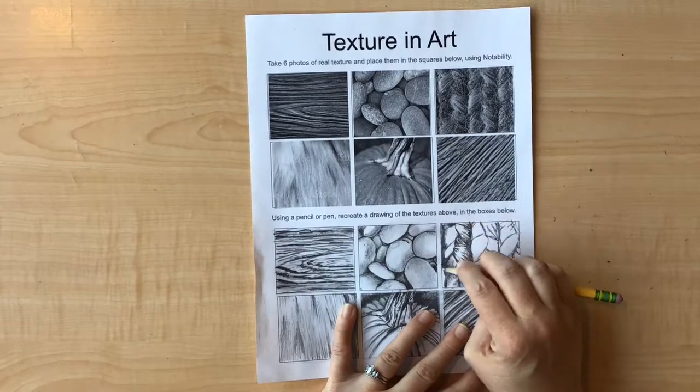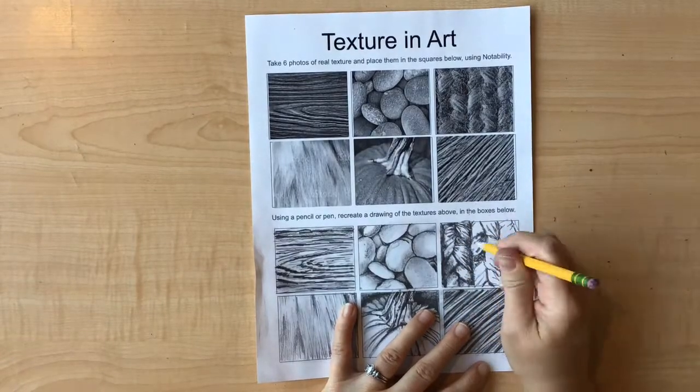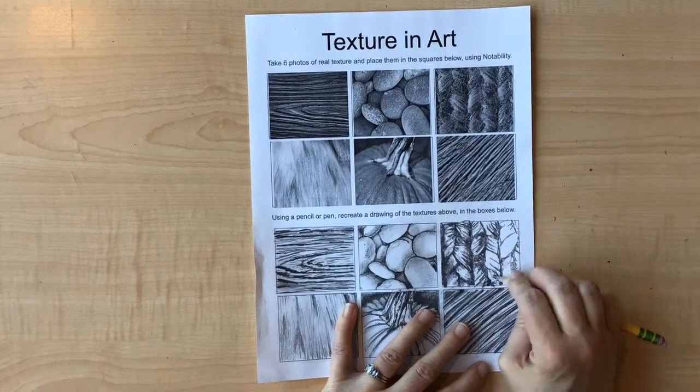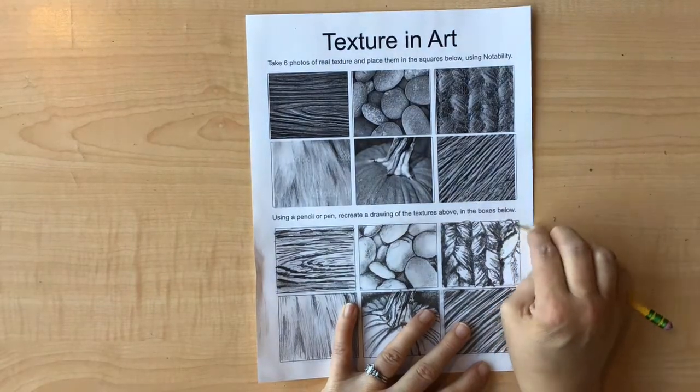And here's where I'm going to go in and use that scumbling technique on the side of my pencil. So a little bit of circles and a little bit of stripes with that to add in the shading.